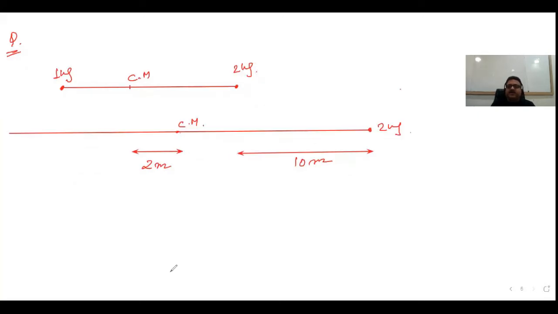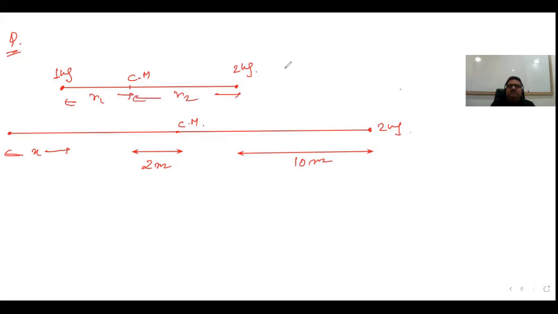Look, students, a problem is given like this: two masses 1 kg and 2 kg are placed like this, and the 2 kg mass is shifted towards right by a distance of 10 meters. The question is, by what distance do we need to shift this 1 kg mass towards the left so that the center of mass shifts by a distance of 2 meters towards right? So watch it. We don't know what distance it is. Let me assume this is x. Initially assume this is R1 and this is R2.